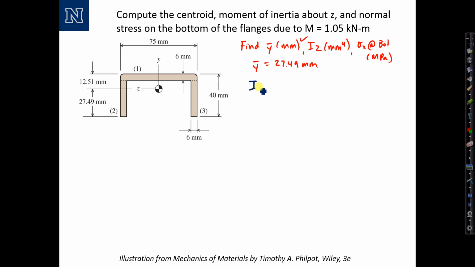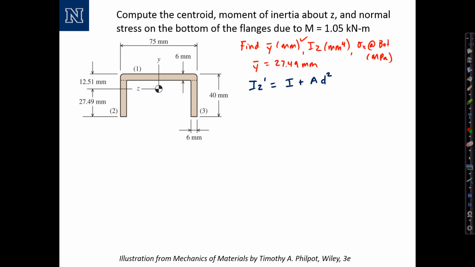This theorem says that the overall moment of inertia, Iz prime, equals the moment of inertia of each section about its own centroid, plus the area of the section times the distance, d squared, from each individual section's own centroid up to the overall centroid. I'll show you how this is calculated.